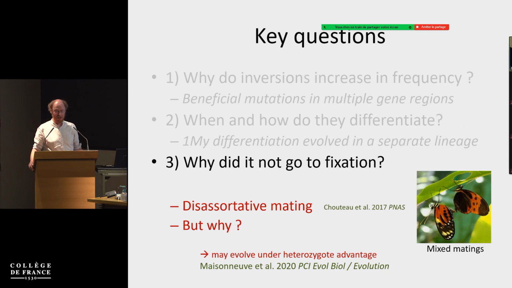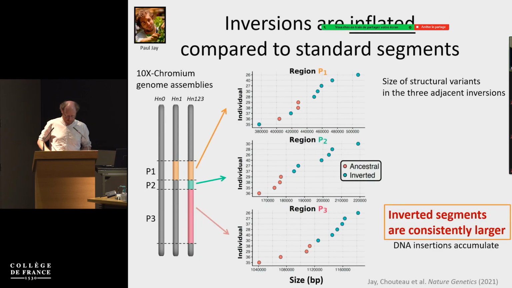So these morphs actually prefer to mate with a different morph, which is a very special type of mate choice or mate preference. And theoretical work done by Ludovic Maisonneuve and Violaine Llaurens showed that this type of mate preference evolves readily when you have heterozygous advantage. So we thought maybe this is reflecting heterozygous advantage. And so we looked for possible problems with those inversions, and especially accumulation of deleterious mutations.